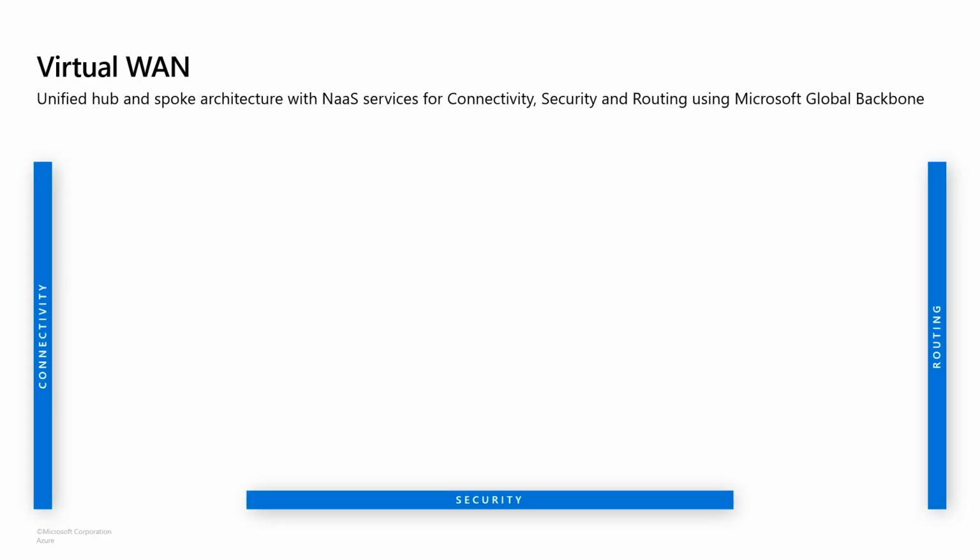Azure Virtual WAN provides a unified hub and spoke architecture for connectivity, security, and routing using the Microsoft Global Backbone. This is network as a service, which provides you these simplified options for connectivity, security, and routing. So let's get started here. First, you deploy a virtual WAN. Then in it, you deploy multiple hubs. You can have various hubs, which are nothing but Microsoft VNets that you deploy in different regions.